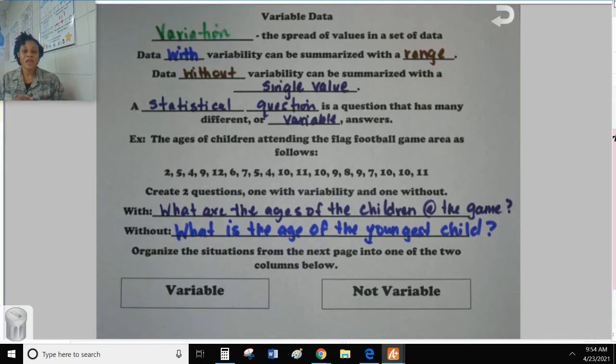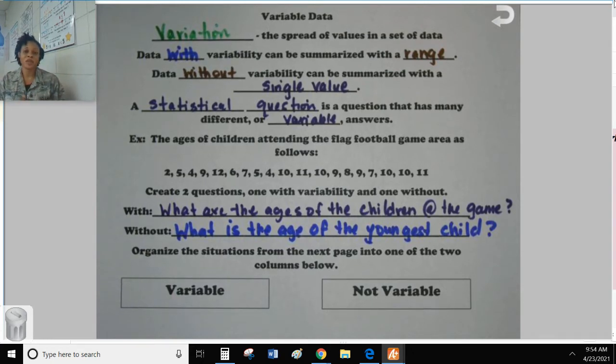So they gave us an example. The ages of children attending the flag football game are as follows: 2, 5, 4, 9, 12, 11, 10, 9, 10, 10, 11. Create two questions, one with variability, a range, and one without.